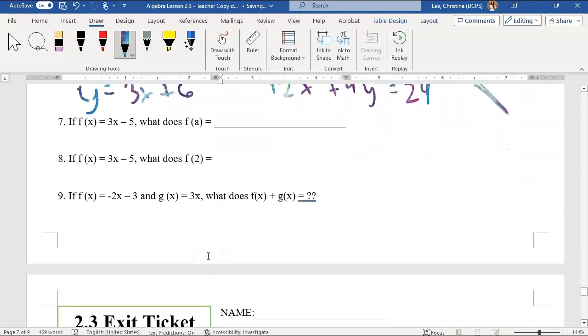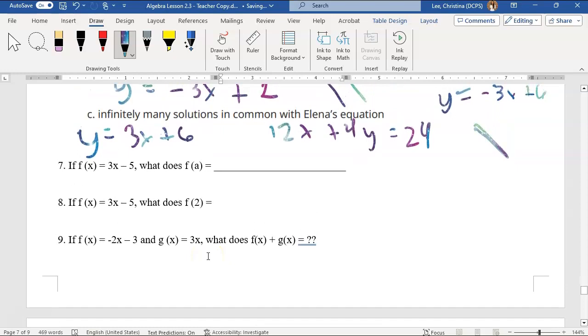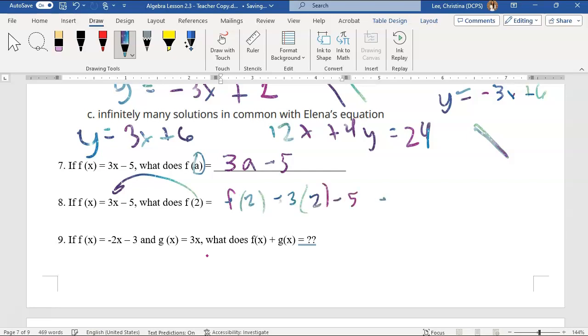All right, for number 7, it says if f of x equals 3x minus 5, what does f of a equal? So that's when we take this a here and we replace wherever we see an x. So this would be 3a minus 5. If f of x equals 3x minus 5, what does f of 2 equal? Again, we're going to substitute anywhere we see x now. So this would be f of 2 equals 3 times 2 minus 5, or 6 minus 5, which is 1.